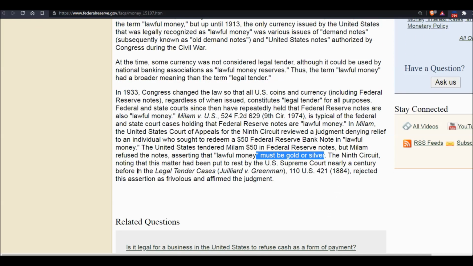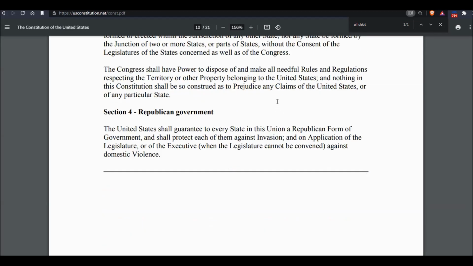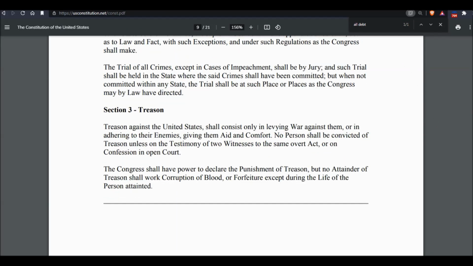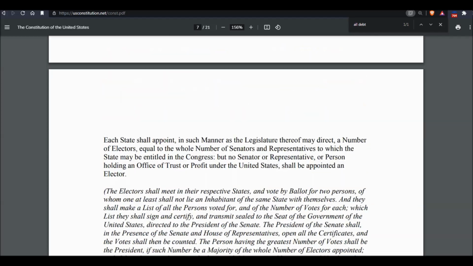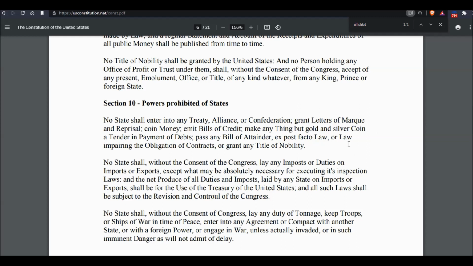The Ninth Circuit, noting that this matter has been put to rest by the U.S. Supreme Court nearly a century before in the legal tender case, Juilliard versus Grimman, rejected the assertion as frivolous and affirmed the judgment. Meaning, if you go to the Federal Reserve window and you give them a 50 bill, and you say, give me coin and silver, where in the Constitution does it say that coin and silver is the only thing that serves as lawful money?